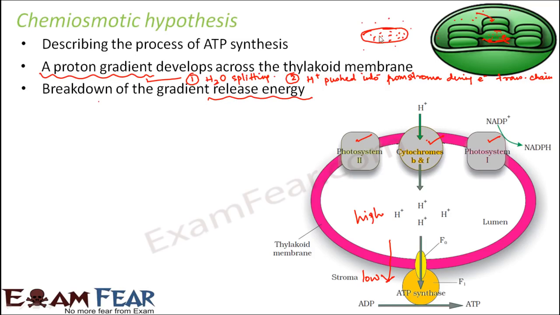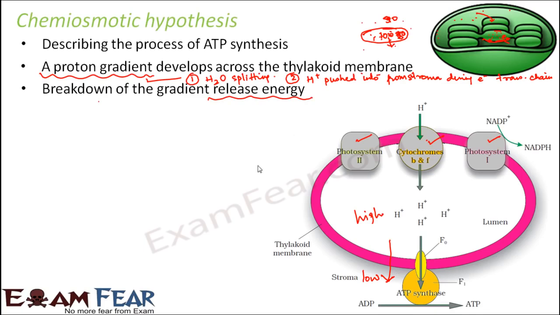Let us suppose initially there were say 100 protons inside and 10 protons outside. Now once they start to move, what happens? The difference begins to decrease. This 100 will reduce to 80, this 10 will increase to 30, again this will reduce to 50, this will again increase to 50. So that means the difference will begin to decrease. And this movement will release a lot of energy, and this energy is used in the synthesis of ATP.